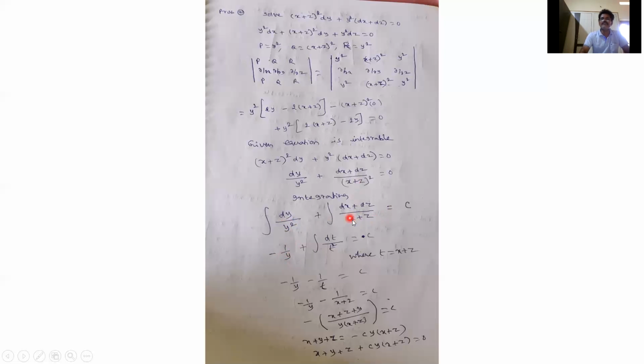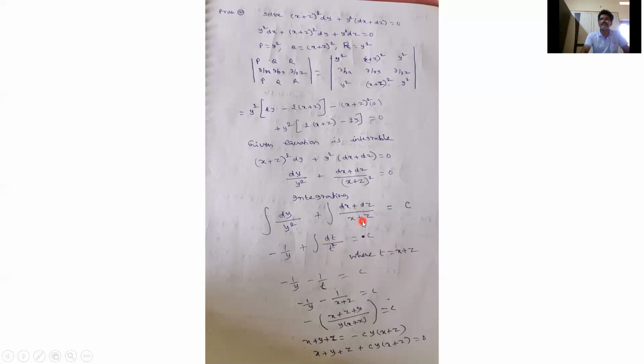So let t = x + z. Then dt = dx + dz. So taking t = x + z, we get minus 1/y plus the integral of dt/t².